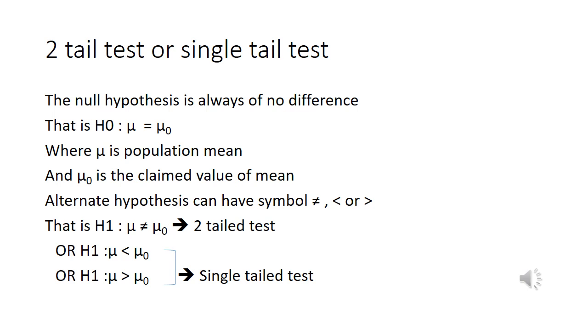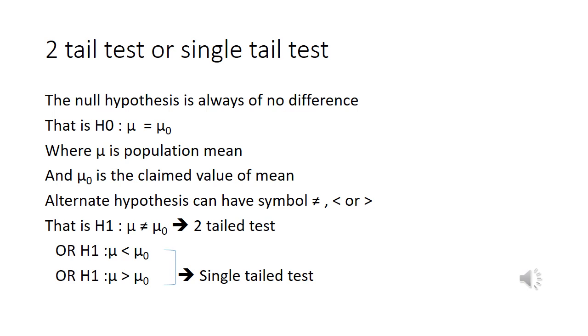So null hypothesis, which is represented by H0, is always mu is equal to mu0, where mu is the population mean and mu0 is the claimed value of the mean in that particular question. Alternate hypothesis can have symbols not equal to, greater than, or less than.